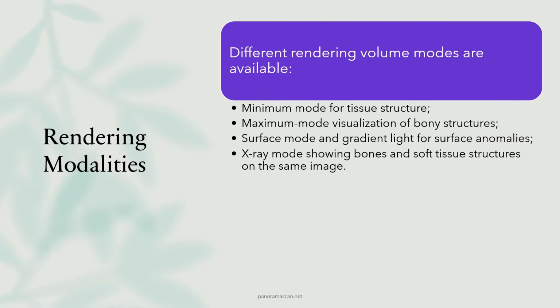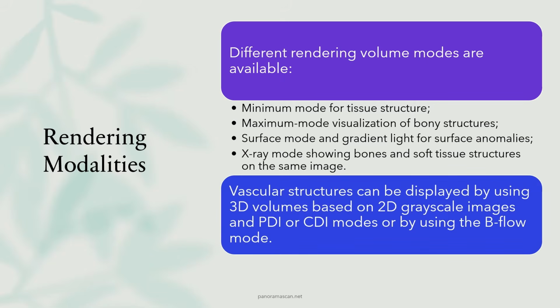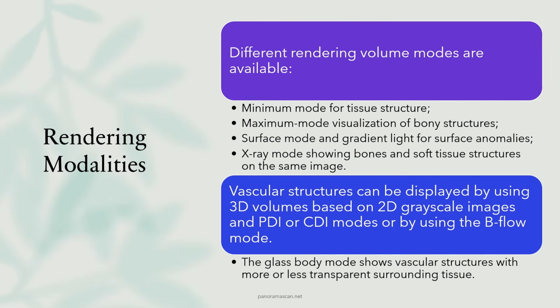Now let's explore how vascular structures are displayed in 3D and 4D imaging. One method of visualizing vascular structures is by creating 3D volumes based on 2D grayscale images combined with color Doppler imaging or power Doppler imaging modes. These Doppler techniques enhance the 3D volume by highlighting the flow of blood within vessels, allowing clinicians to assess vascular features, detect abnormalities, and visualize blood flow in greater detail.